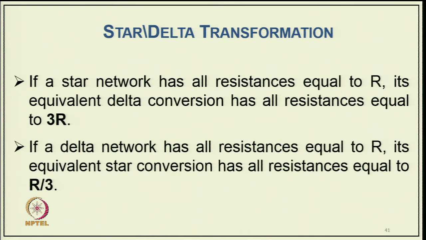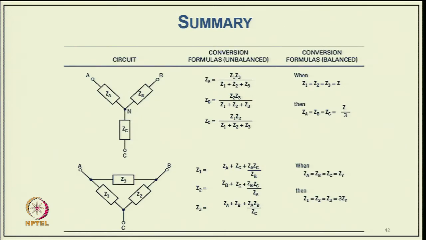So, that is very easy. It means the impedance or resistance in the case of delta is more compared to star. That also helps, because there is a relation of 3R and R by 3 only, to remember.